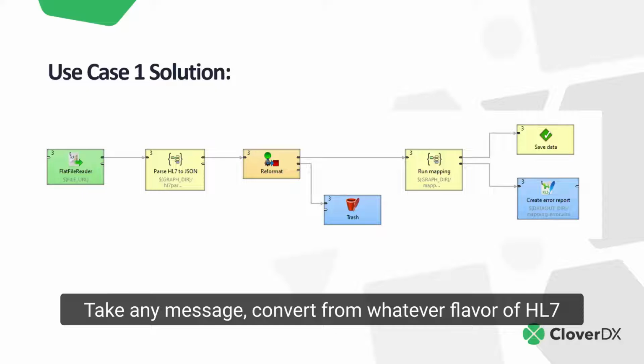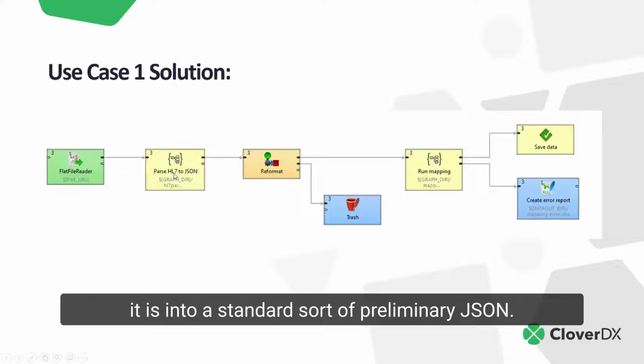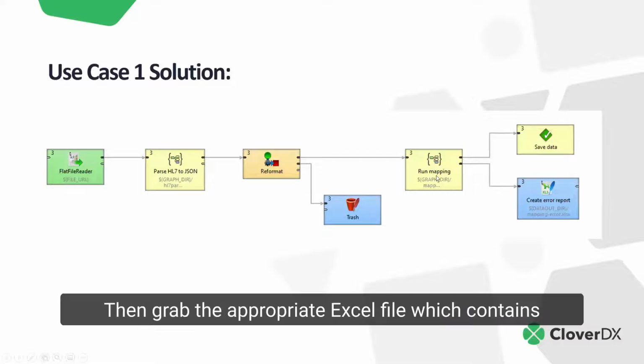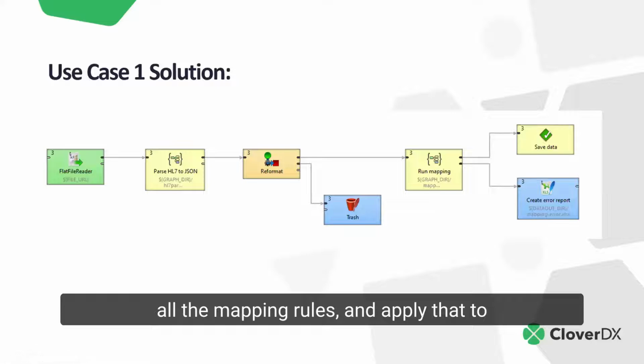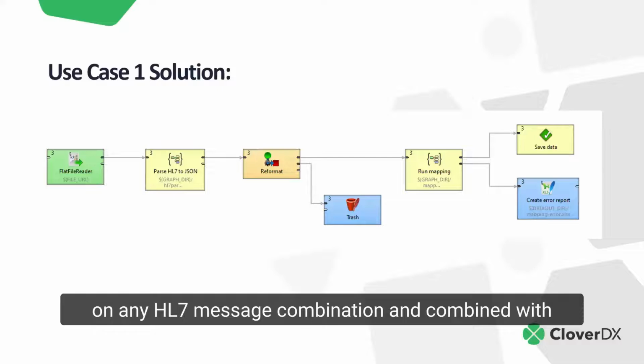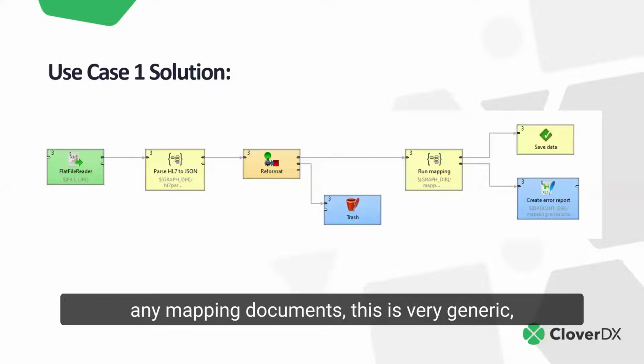Take any message, convert from whatever flavor of HL7 it is into a standard preliminary JSON, then grab the appropriate Excel file, which contains all the mapping rules, and apply that to create the actual output JSON that we need. When all this is done, it's going to operate on any HL7 message combined with any mapping document. This is very generic. We can deploy this to our production side.